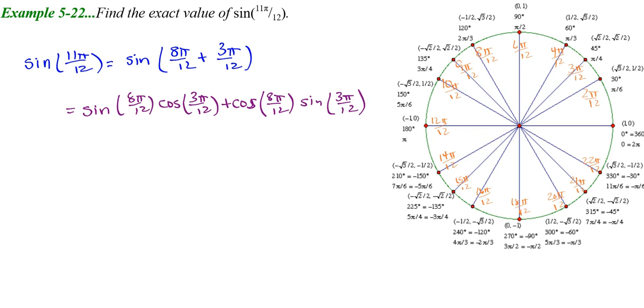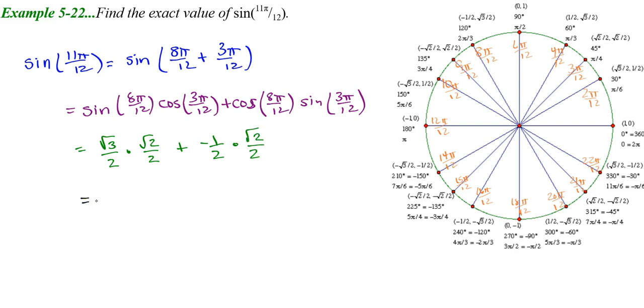So again, now I can go to my circle and I can get those values. So here at 8 pi over 12, my sine value is radical 3 over 2 times the cosine of 3 pi over 12. 3 pi over 12 is here, so my cosine value is radical 2 over 2, plus the cosine of 8 pi over 12 is going to be the negative 1/2, and then times the sine of 3 pi over 12, which is radical 2 over 2.